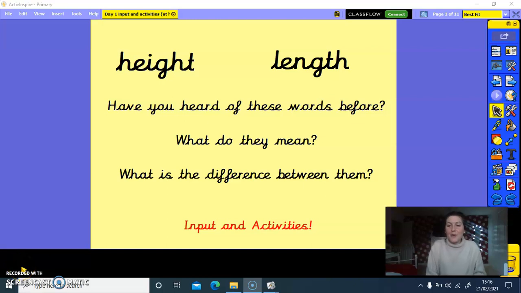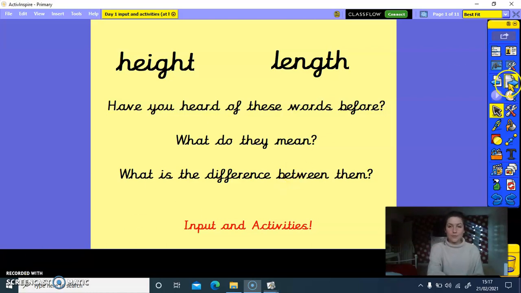Okay, lovely. So we are moving on to our unit in maths, all about height and length. For today's lesson, you are just going to be doing some activities that I will explain to you during our input. So you only need your lovely selves today. So, height and length. Have you heard of these words before? Do you know what they mean? And do you know the difference between them?